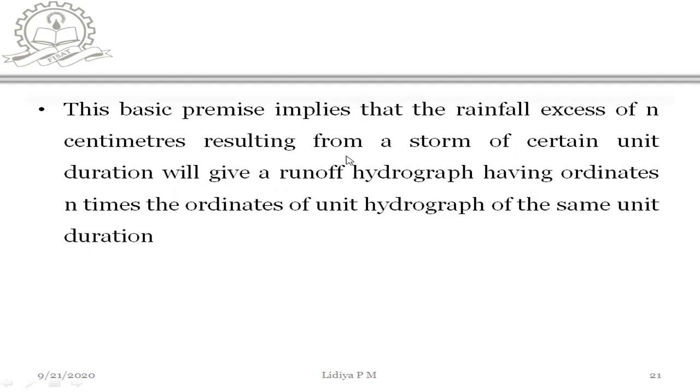Okay, the rainfall excess of n centimeters resulting from a storm of certain unit duration will give a runoff hydrograph having ordinates n times the ordinates of unit hydrograph of same unit duration. That is, unit duration is same, that is 3-hour duration. Maybe the hydrograph which we have drawn is 3-hour duration, and the unit hydrograph is also for 3-hour duration. So the ordinate of direct hydrograph is equal to n times the ordinates of the unit hydrograph.